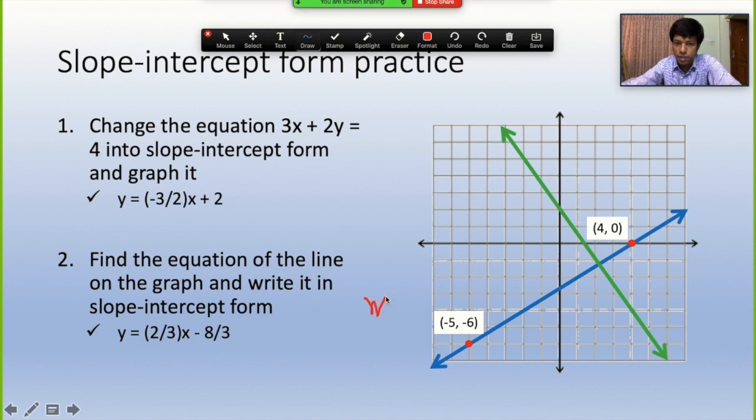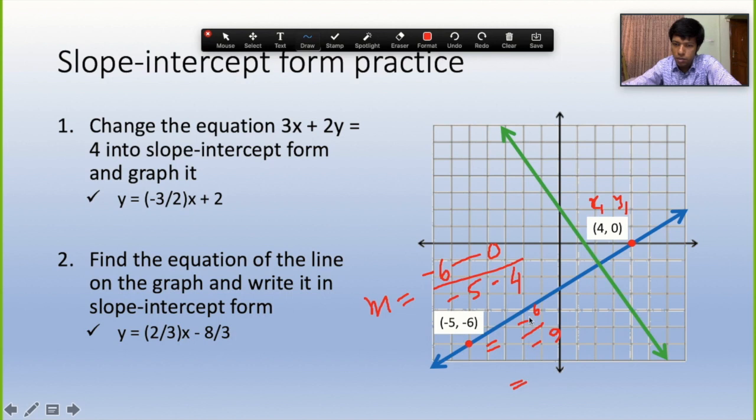Let me show you. M equals y2 minus y1 divided by x2 minus x1. You can consider any point as y2. Which point do you want to consider? Say, for example, let's say this is x1, this is y1. Suppose we consider this one also, the answer will be the same. So y2 minus y1, that means minus 6 minus 0, divided by x2 minus x1. x2 means minus 5 minus 4. So what we have here is minus 6 divided by minus 9, since 4 and 5 means 9.